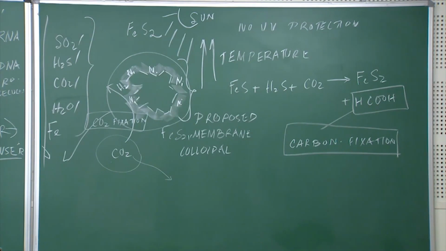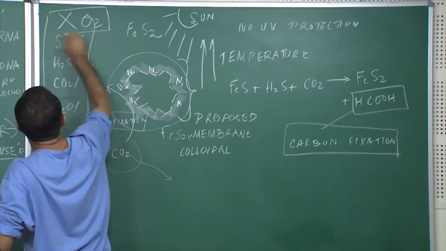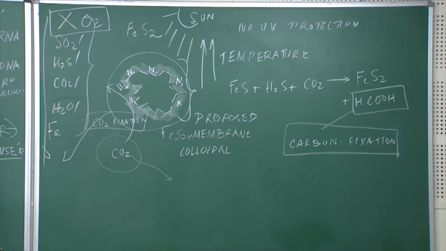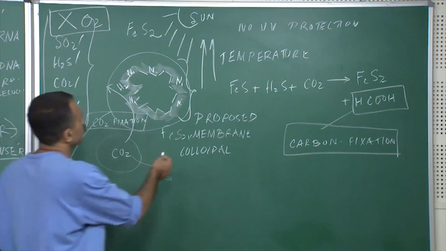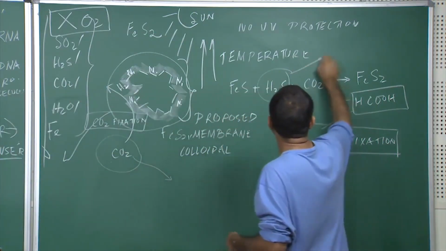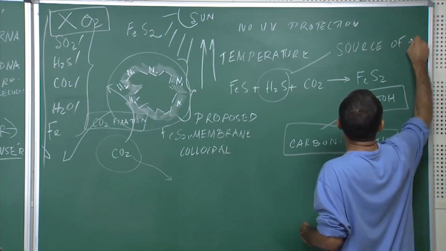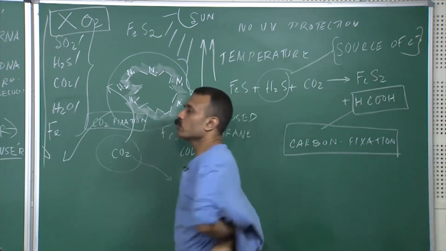And next, as I am repeatedly telling you, this is the situation where there was no oxygen, absolutely devoid of oxygen. But then the arrow of evolution was moving in one direction. Such a process uses sulfide as the major source of electrons. So, it was H2S which was the major source of electron. Okay?